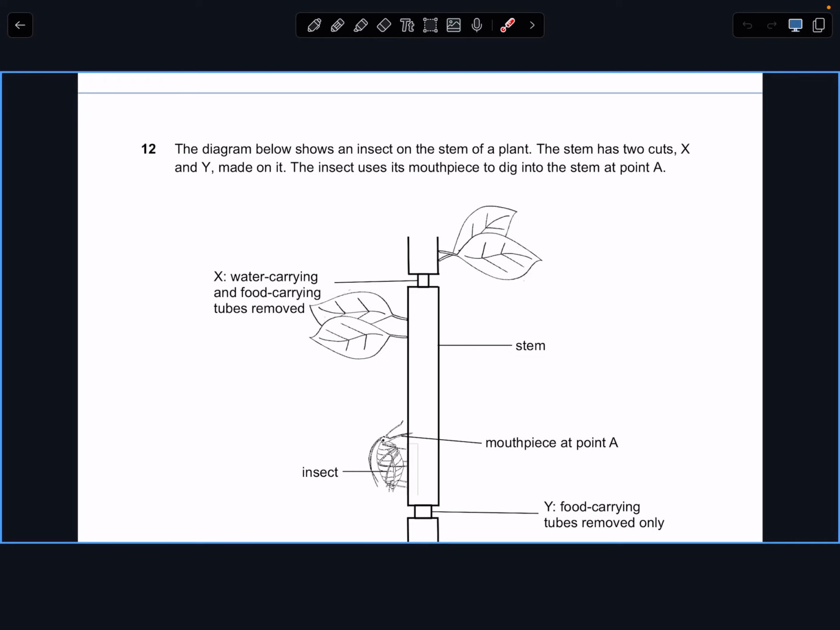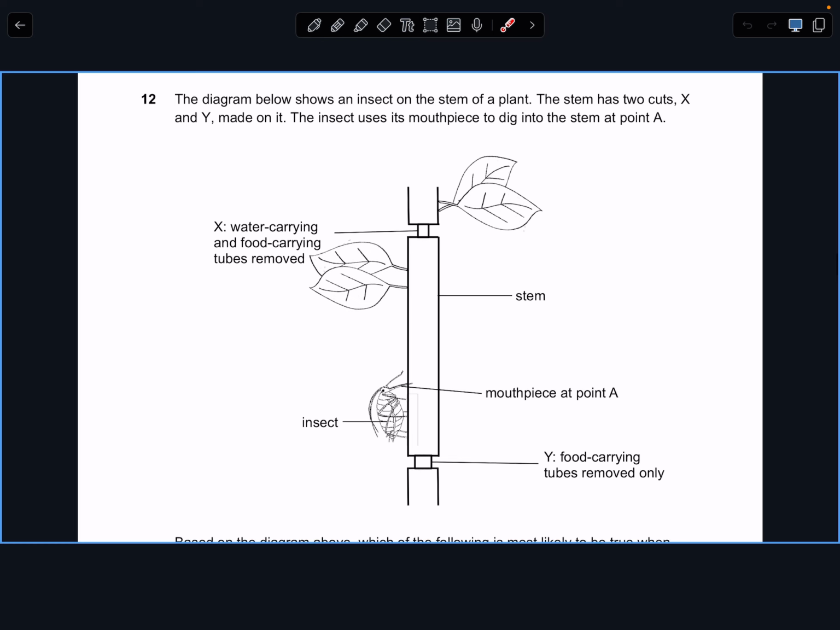Question 12. The diagram below shows an insect on the stem. The stem has two cards, X and Y. So basically, anything that has the water-carrying tubes removed, 100% I can guarantee you that the leaf here will die, because without water you're unable to photosynthesize. So because you're unable to photosynthesize, the leaves will eventually die. Okay, so this part is confirmed dead.